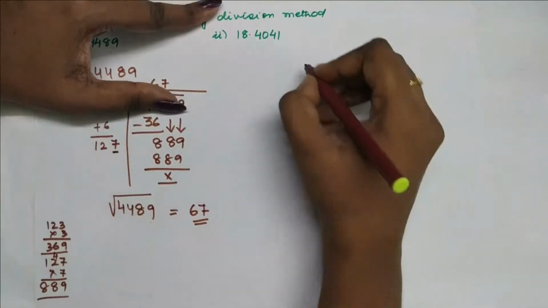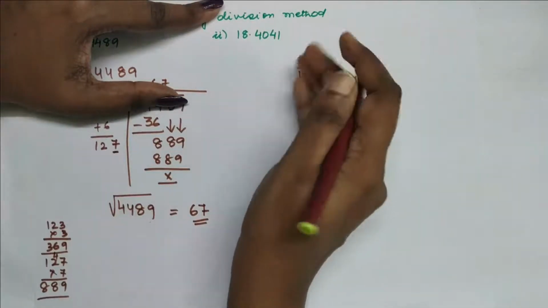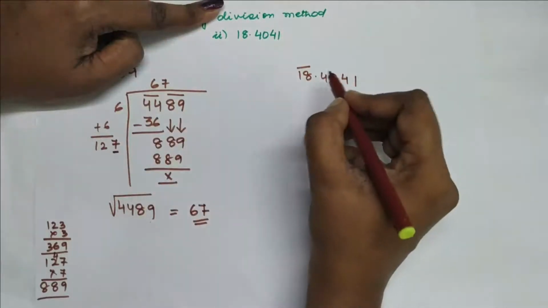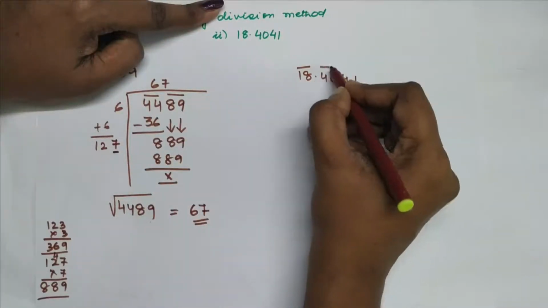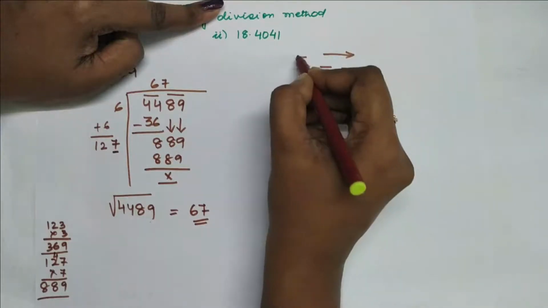Now let us try this decimal number. For the whole number, you do from left to right, and after the point you do from right to left. So we start pairing from this side and move this side.